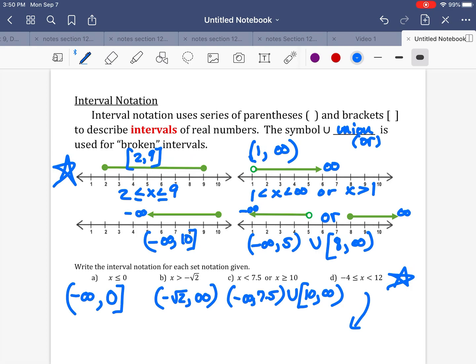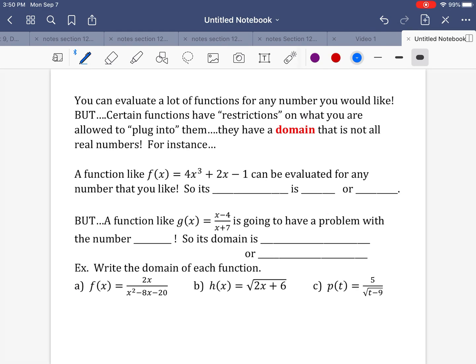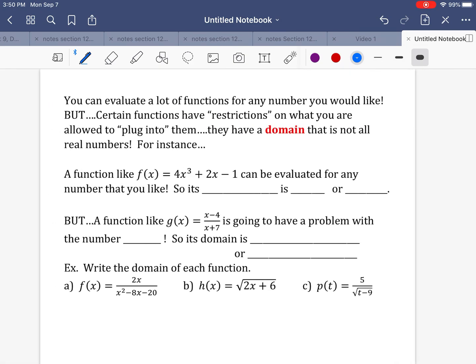All right, so this one right here is a nice contained thing. It kind of looks like this one up here. So it starts at negative 4, goes to 12. 12 gets a parentheses, and negative 4 gets a bracket because of the equal bar.